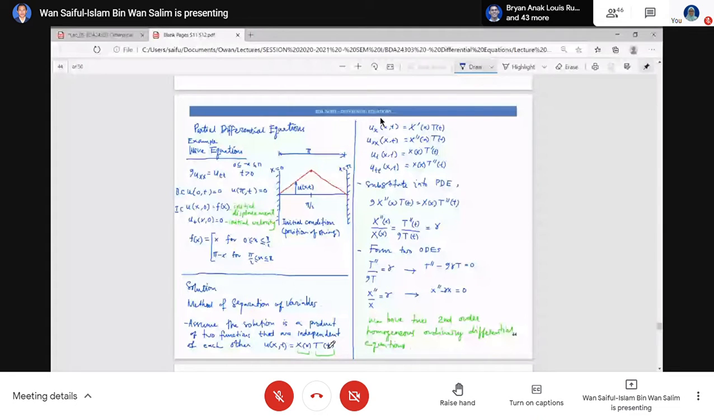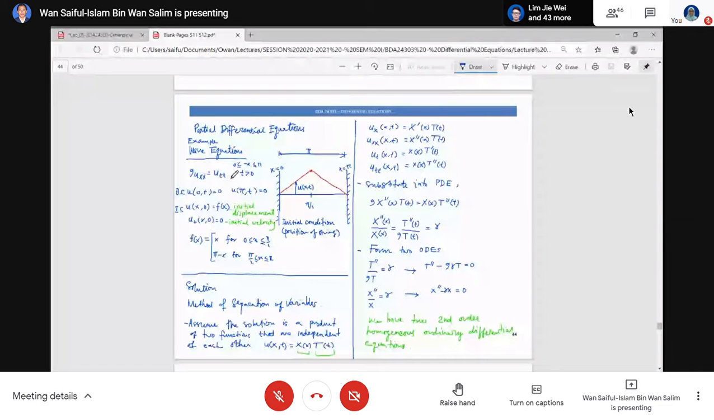Into this equation, our original PDE. So therefore, we see here that in our PDE, u sub xx is the second order derivative of u with respect to x, and u sub tt is the second order derivative of u with respect to t. So we have to differentiate this function twice. If I differentiate u once, I get u sub x, or del u over del x.